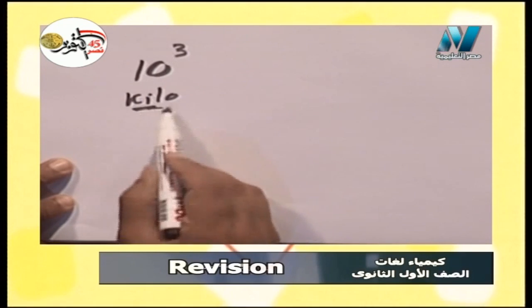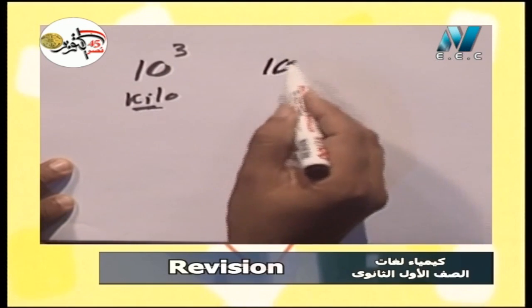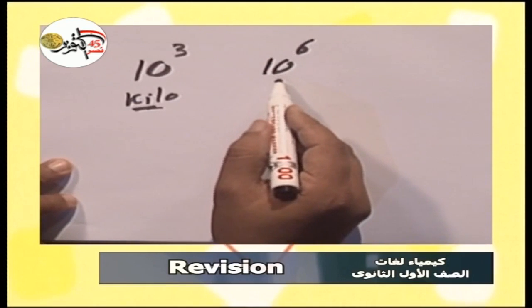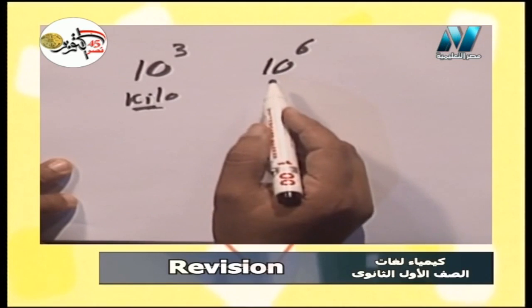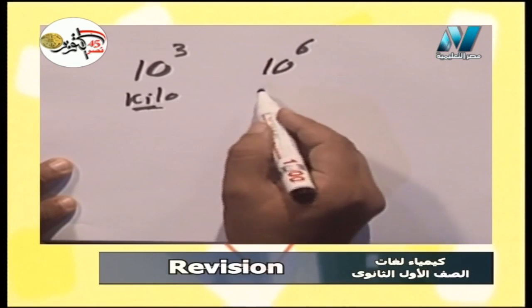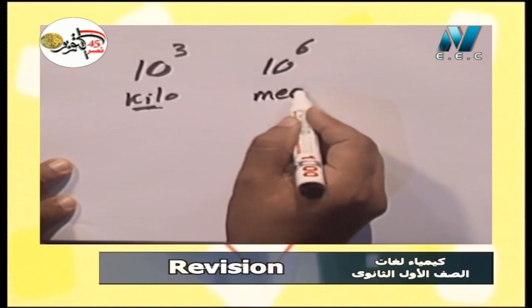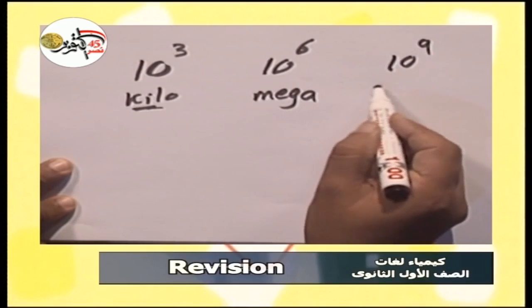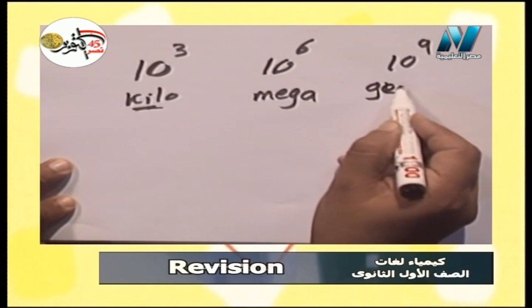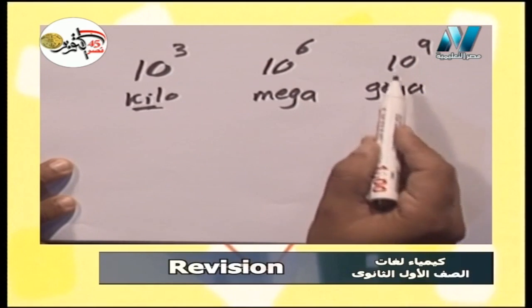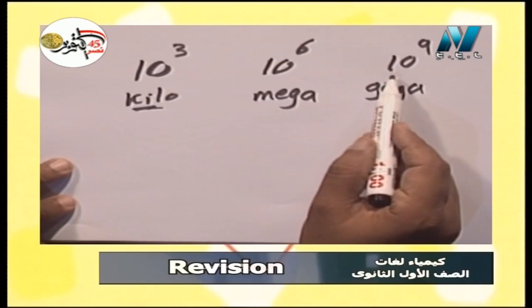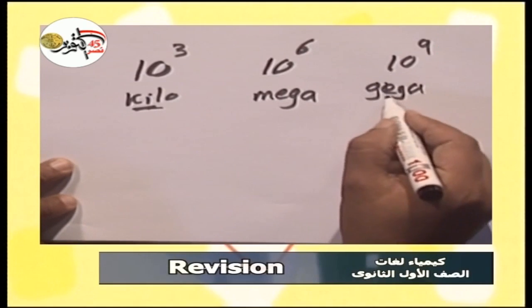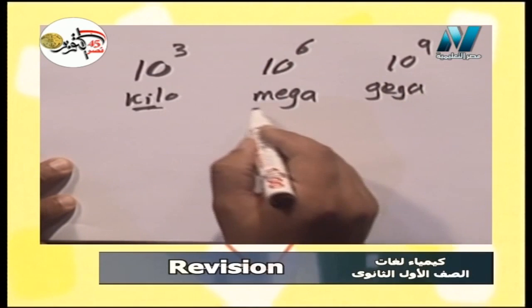Next, 10 power 6. This is a million in Arabic, a million in English, but in Latin it means mega. 10 power 9 is a milliard or billion, but in Latin we call it giga. And we use these names in our life.